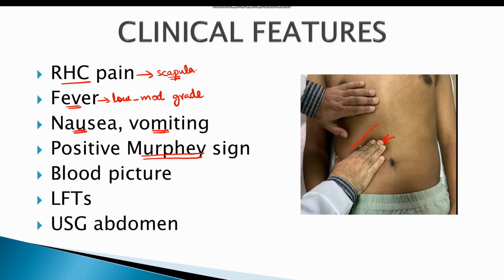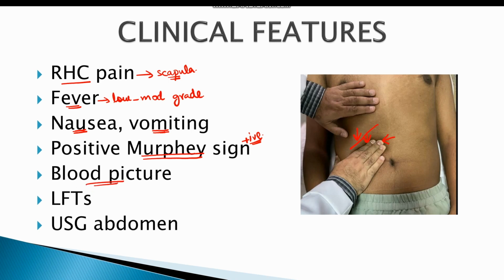Once the patient takes the deep breath, the gallbladder distends down, and once it makes contact with the pressed down abdominal wall, the patient experiences the pain. This is known as positive Murphy's sign, and it indicates inflamed gallbladder.